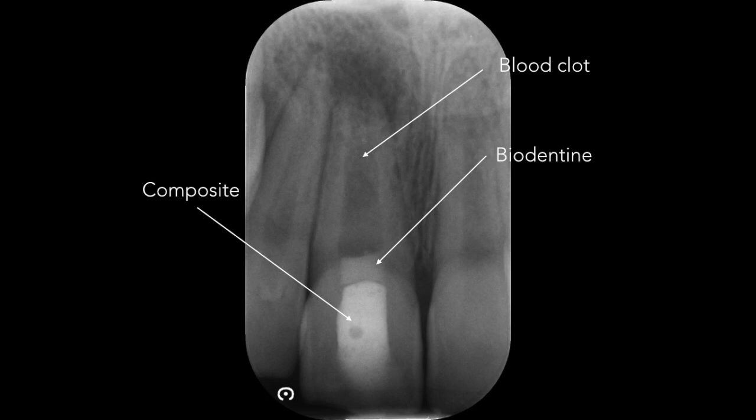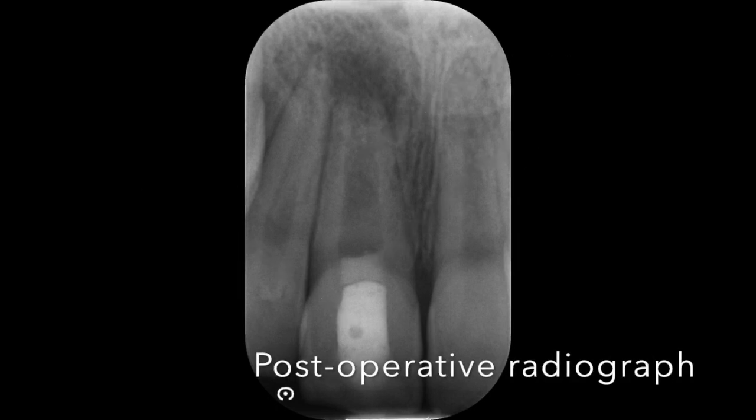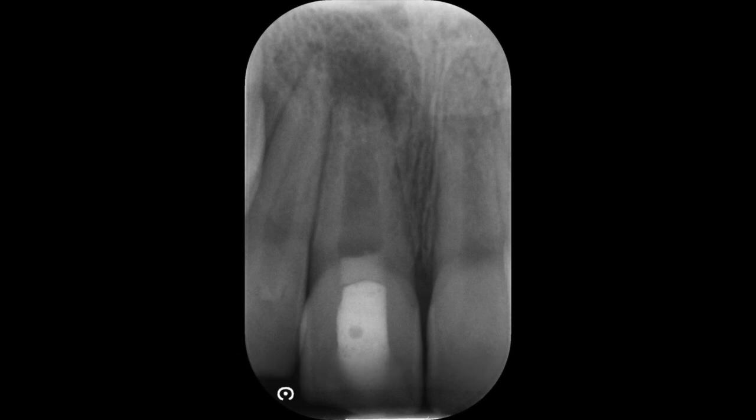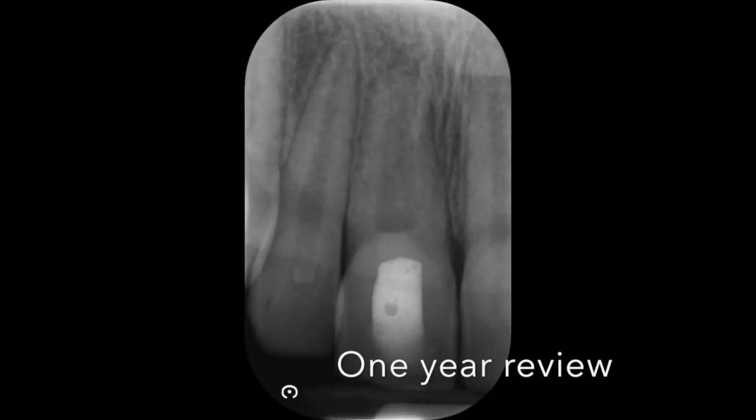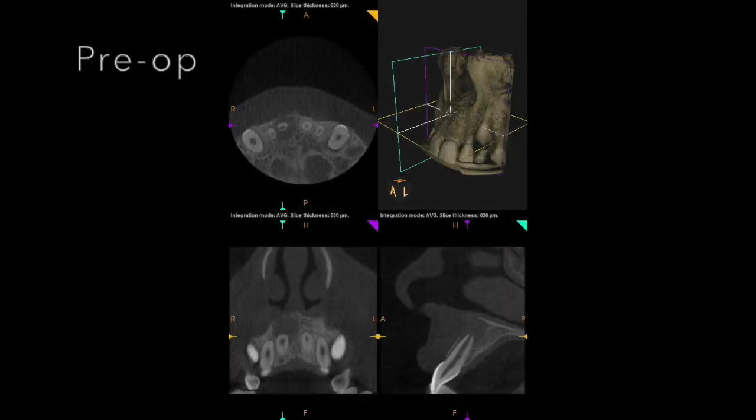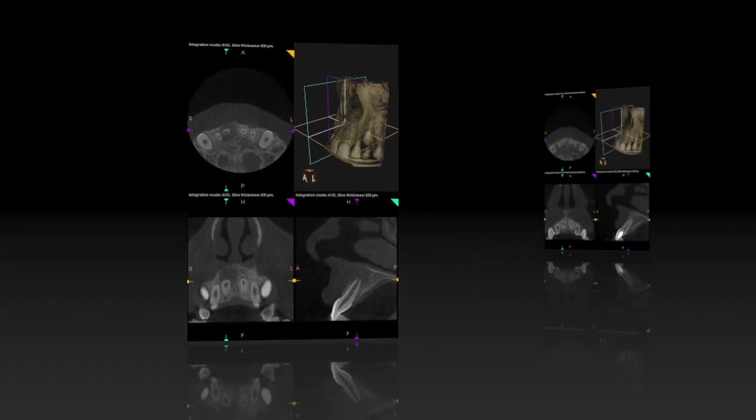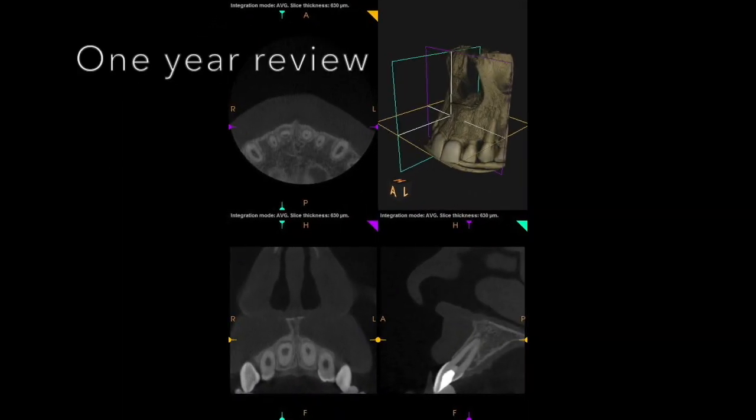On the final radiograph, you can see the various layers. So we've got a blood clot apically, the biodentine, and then composite in the access cavity. Looking at the preoperative and review CBCT slices, you can see that there was continued root growth in this case and resolution of the periapical abscess.